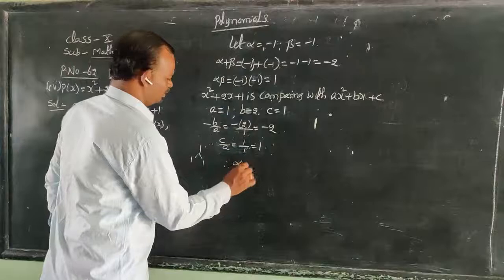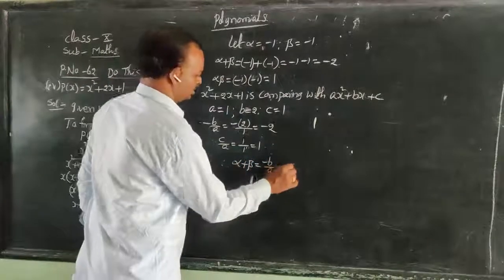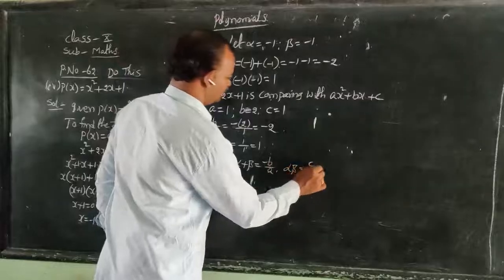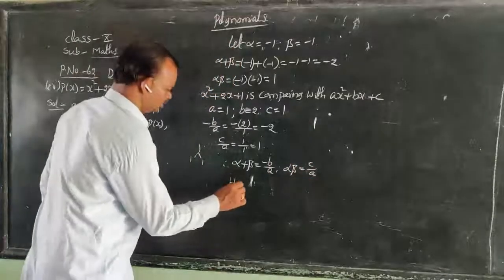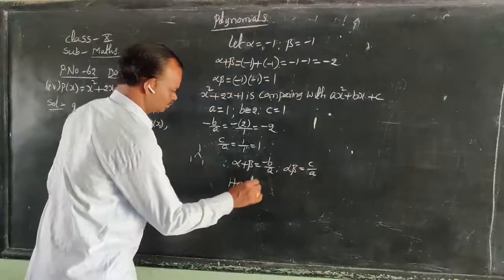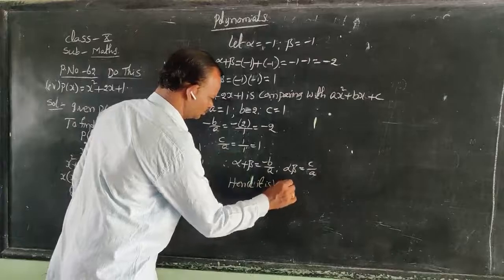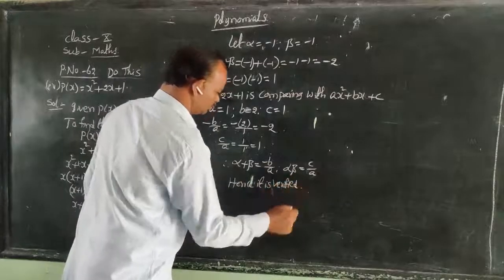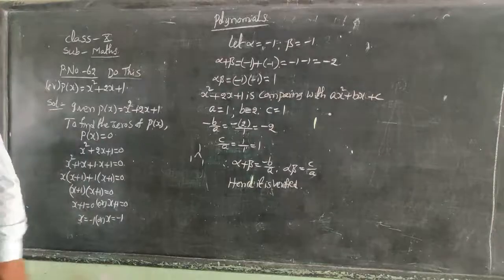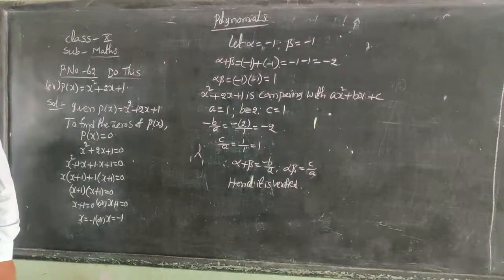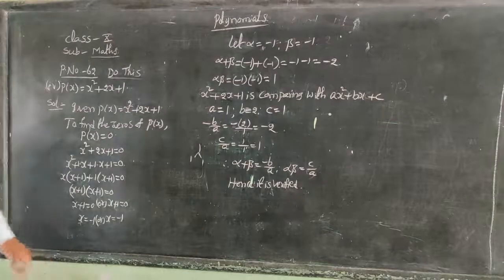Therefore, alpha plus beta is equal to minus b by a, and alpha into beta is equal to c by a. Hence, it is verified. And the next one, example 3.